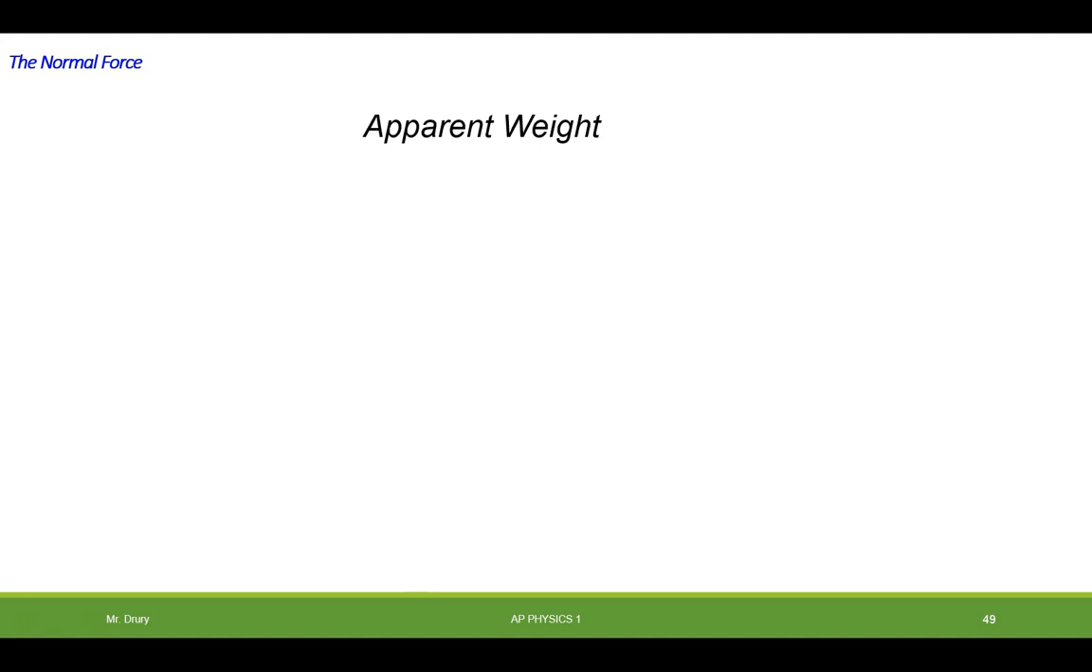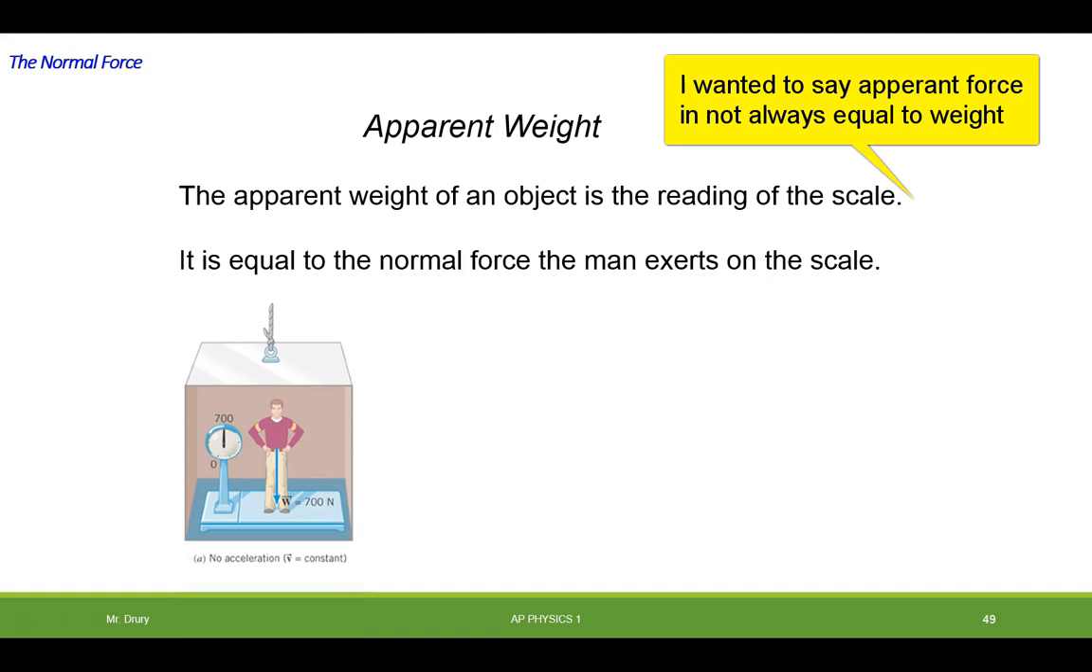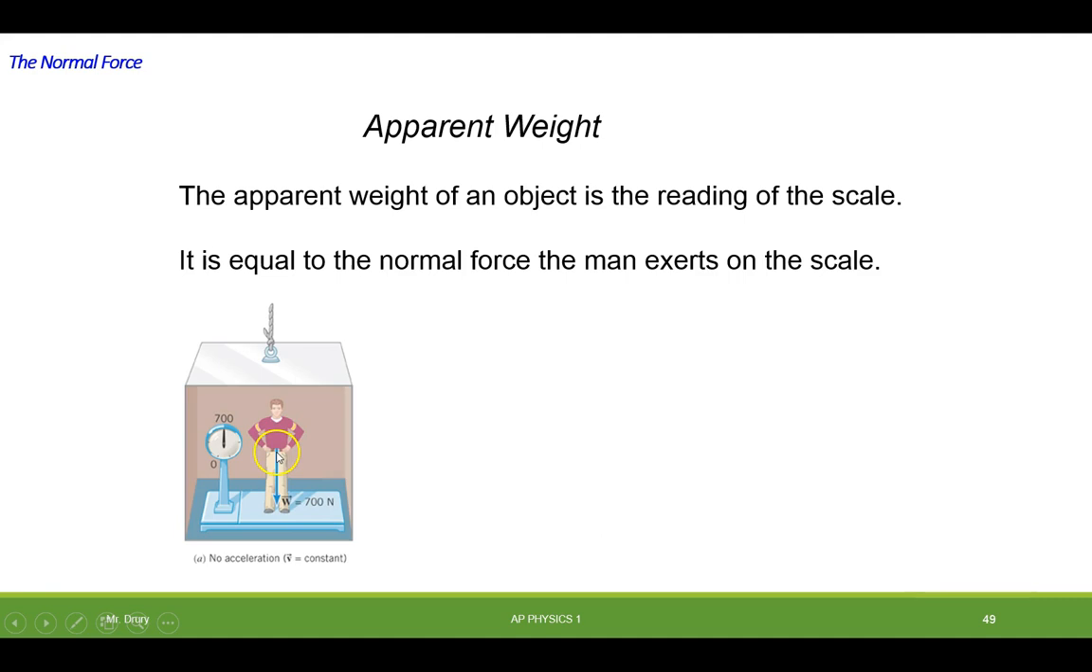Okay, let's look at the idea of apparent weight. Apparent weight of an object is basically what a scale reading would be. If it was set on a scale, what would it weigh? And a lot of times that's not equal to the normal force. For example, let's look at a guy in an elevator standing on a scale. He has an actual weight of 700 newtons. And that depends on the planet he's on, which is Earth, how much mass he has, and how far from the center of the Earth he is. But let's say he's on the surface and he has a weight of 700 newtons. And the scale reads 700. And there's no acceleration, which means it could be at rest or moving with a constant velocity.